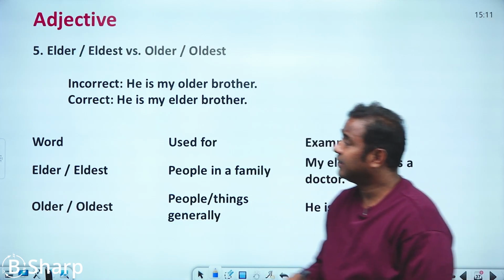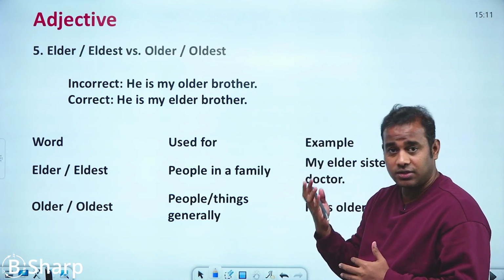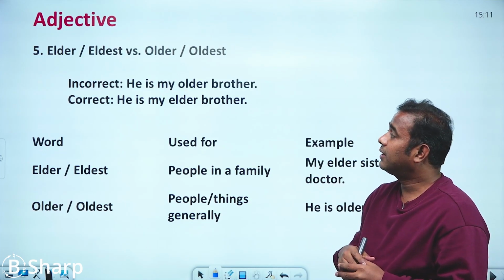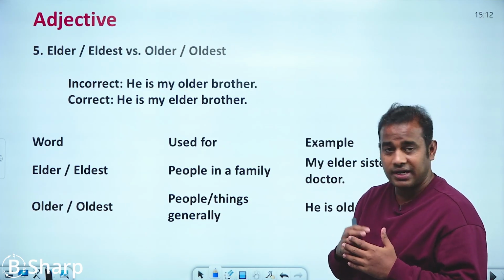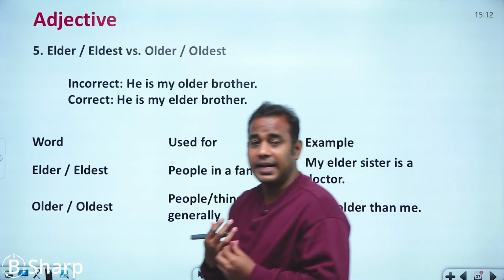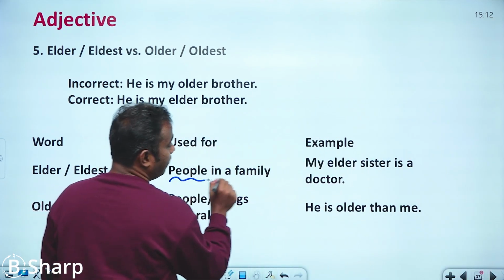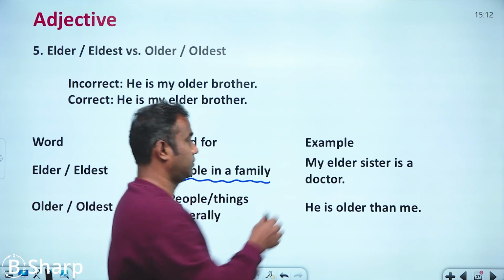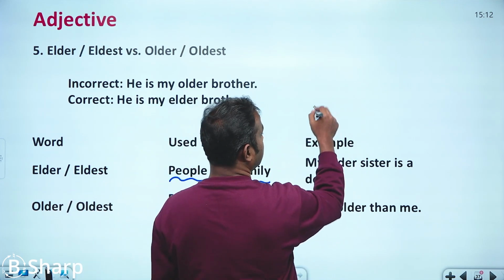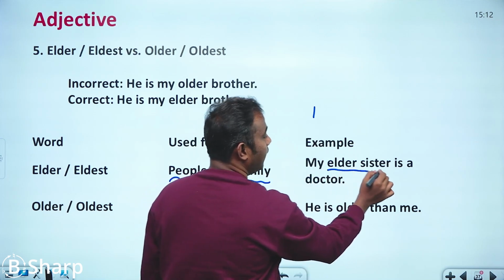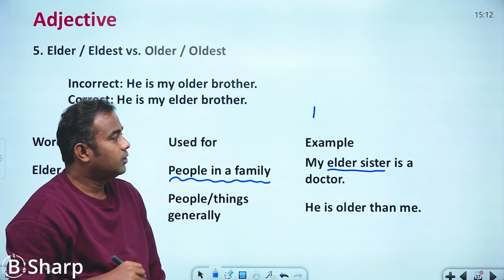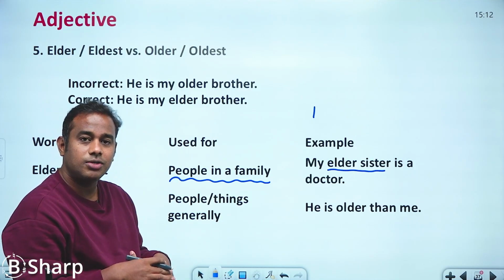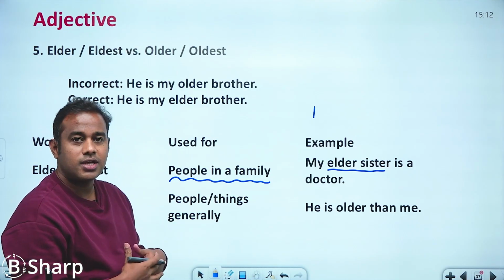Likewise, then elder versus eldest, and older versus oldest. Here where we use elder and where we use eldest? Elder and eldest are generally used for people in the family. I have an elder sister. My elder sister is a doctor. So this is one example. Okay, so I am the eldest one, means I am the last person in the family.